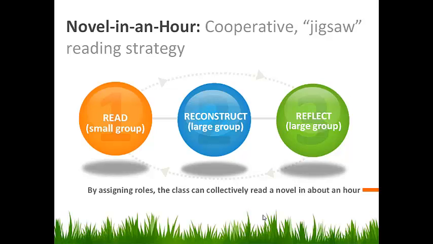Novel in an Hour functions in 3 phases. First, small groups are assigned a chapter each, which they read and summarize. Second, the small groups come together and they reconstruct the novel. Finally, the large group reflects on how the novel relates to core course themes and issues.